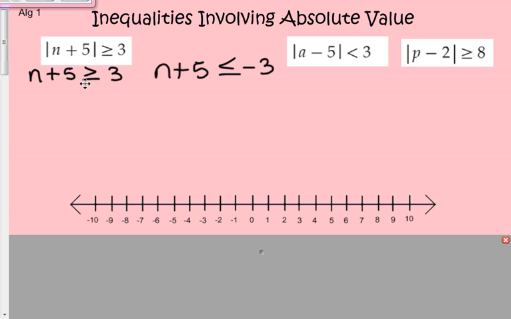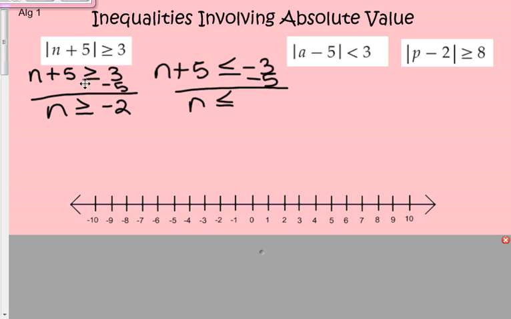The n plus 5 could be a negative 3 or it could be a positive 3, and your sign will change when you rewrite it to a negative. Then you solve each one. So subtract your 5 away, and you'll have n is greater than or equal to negative 2. Then you work on this one. You'll subtract your 5 away again, and then you'll be left with n. N is less than or equal to negative 8.